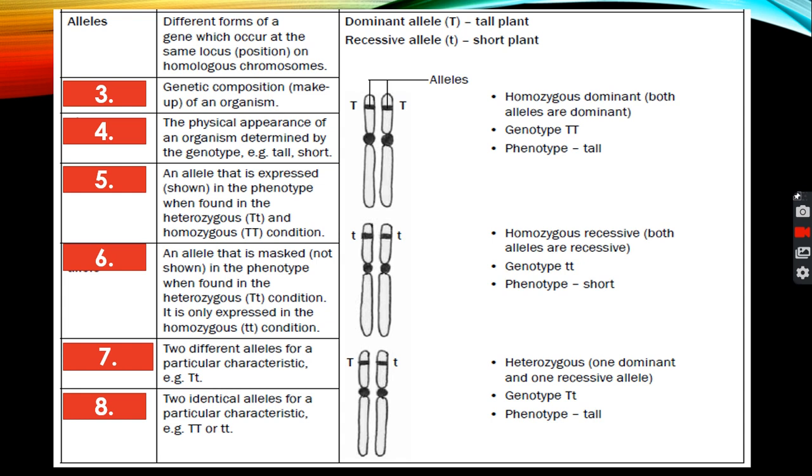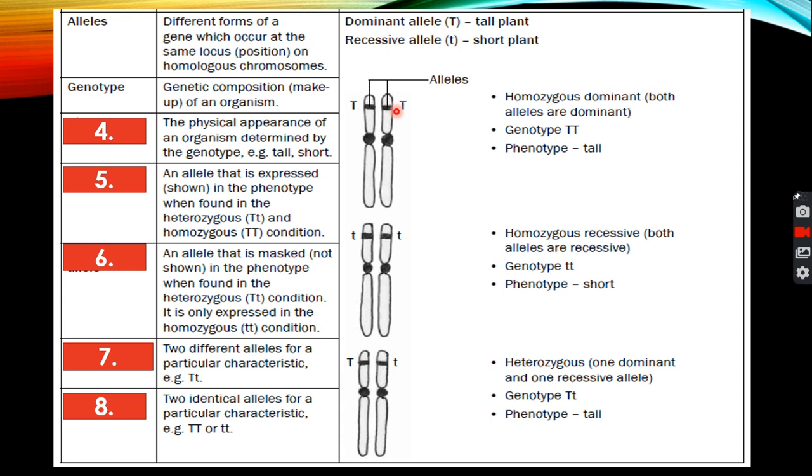So if you would look here, let me just get my pointer. Okay, here's my pointer. When you look at these homologous chromosomes, you will see that there is a label for alleles, the big T and the big T. So as you can see, they are at the same position. So that's a definition of an allele. Let's move to the next one.